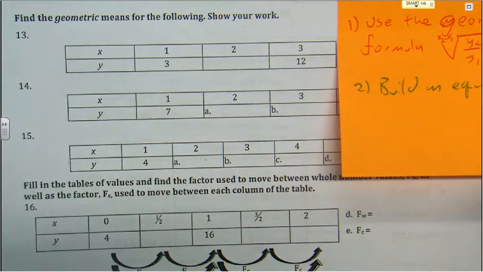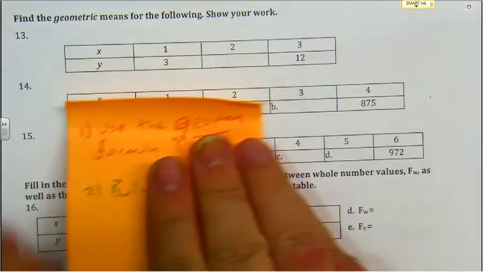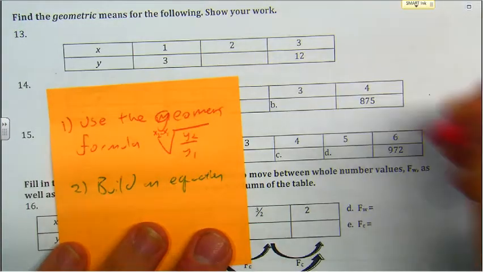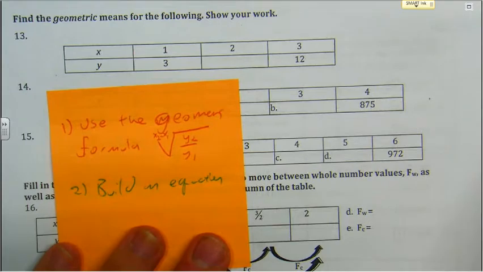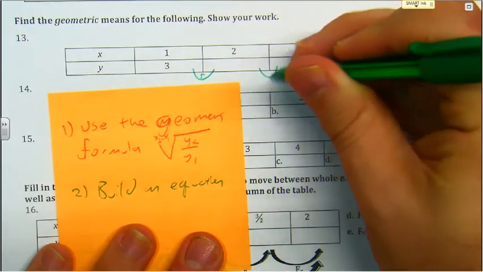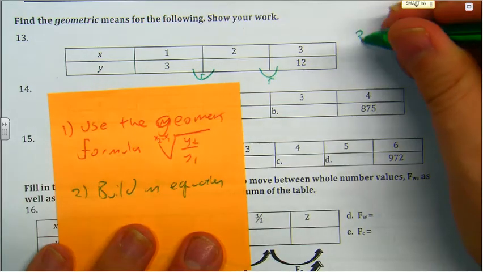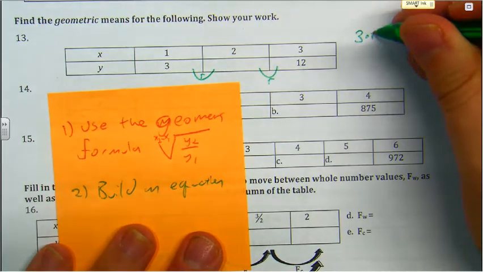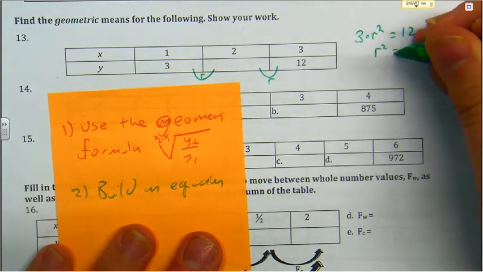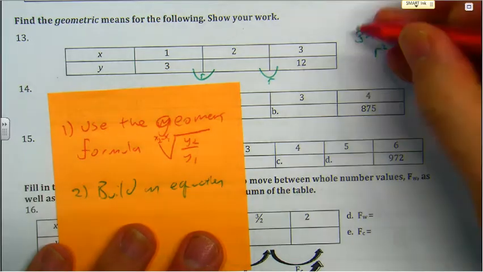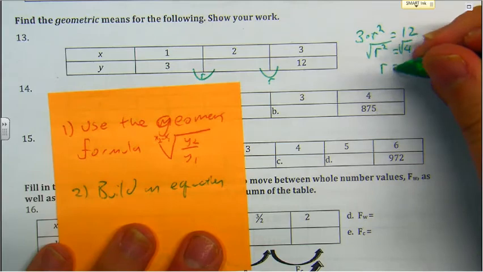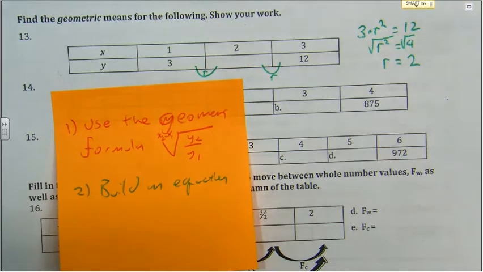Okay. So when I look at number 13 here, that's exactly what I can do. So I'm going to start actually by building an equation. I'm going to try it that way first, because that way is more fun. So I know that this is some ratio. I know that this is some ratio. So I know that 3 times a ratio squared is going to equal 12. So I know that my ratio squared equals 4. So I know that if I take the square root of 4, it's going to equal my ratio.